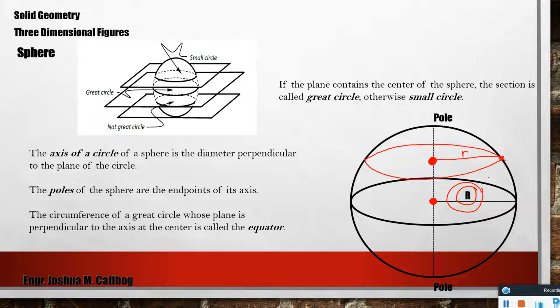So, if our plane ay hindi na po siya great circle, so yung radius po natin ay hindi na po equal sa radius ng sphere. Okay, so hopefully, nagets po natin yung part na yon.